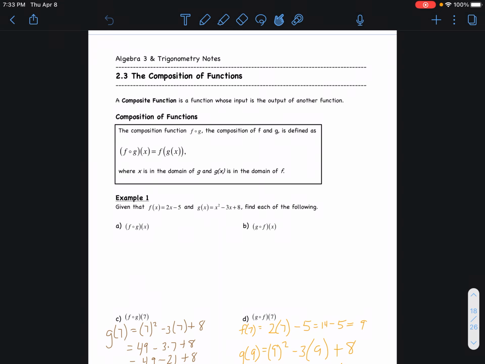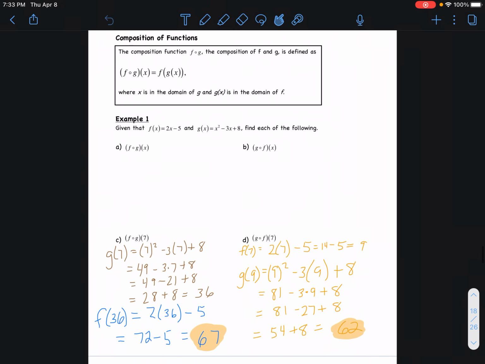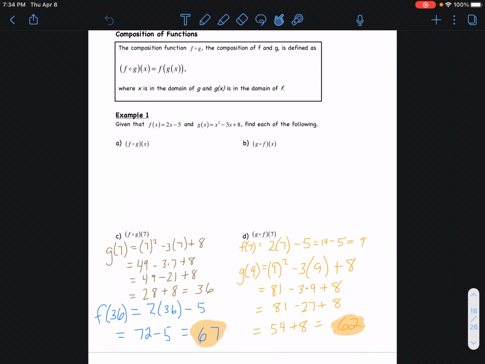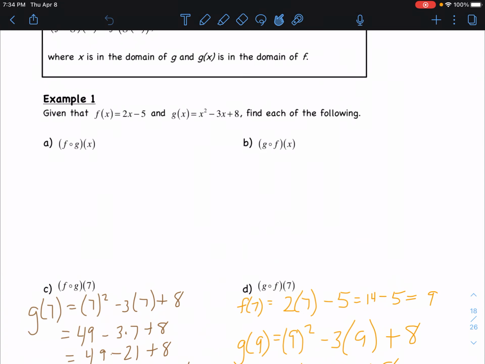So yesterday we did function composition, such as C and D, where we were given actual numbers to input for x, to replace x. So today we're going to keep the x's. We're going to go over examples such as a and b that you see here. So remember, function composition, it is one function will become the input and replace the x's into the other.